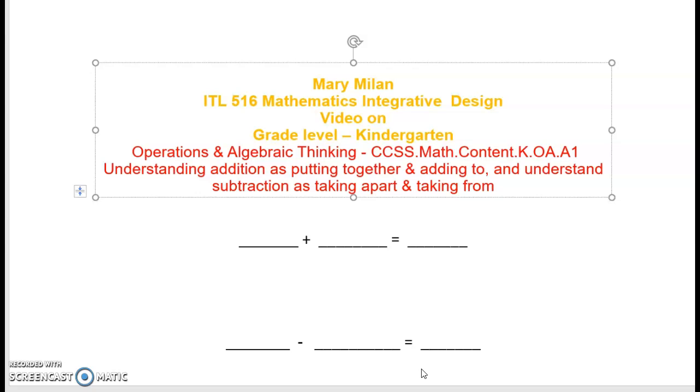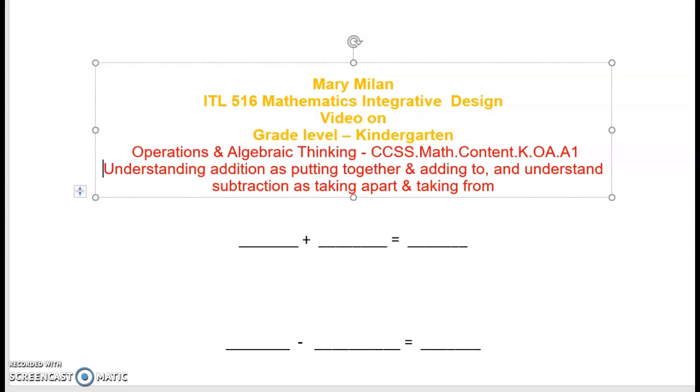I wanted the kids just to get a visual conception of what the symbols are, because if I put in numbers, they would already be trying to solve the addition or subtraction sentence. So I wanted them to have their prior knowledge. I wanted to see what they knew prior to solving the math or addition problem.